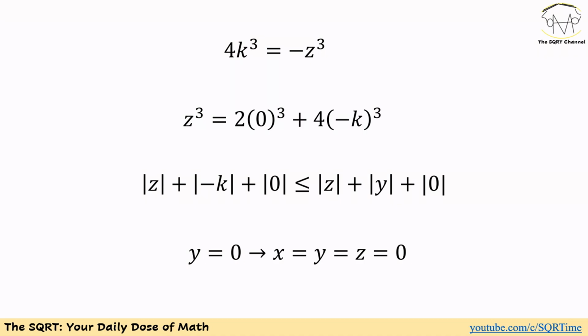Remember, x, y, and z were the solution for which the absolute value of x plus the absolute value of y plus the absolute value of z was the minimum possible value that we could have. Now we are going to use z, negative k, and 0 in the same format. And we are going to end up with y is going to be 0 again. And finally, we can see that x is equal to y is equal to z is equal to 0 is the only possible solution that we can have for this problem.